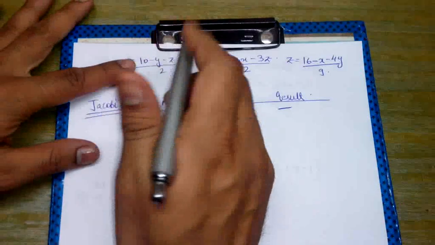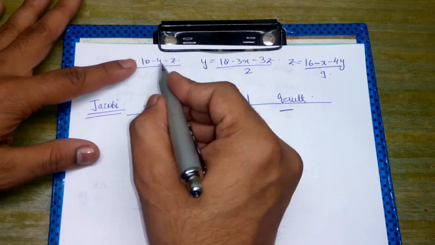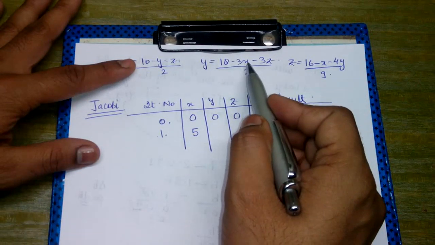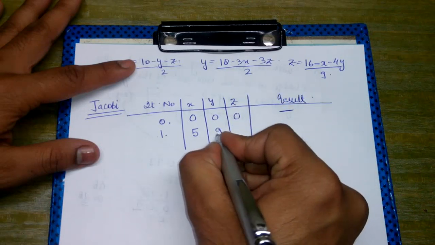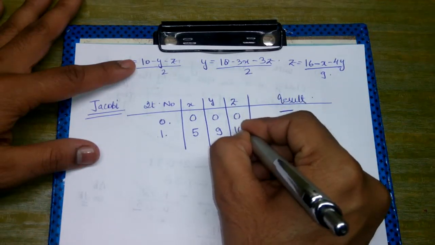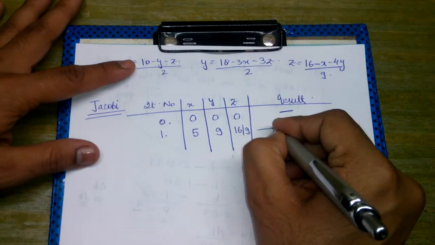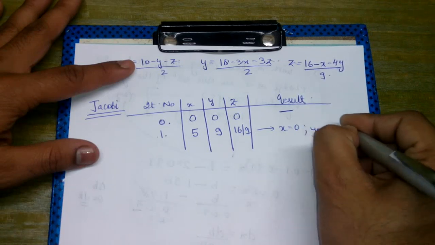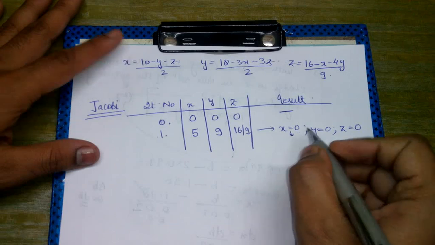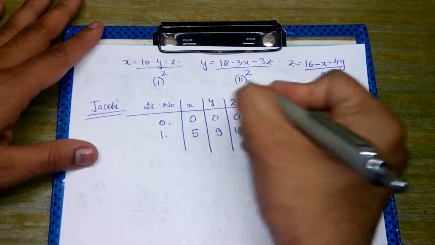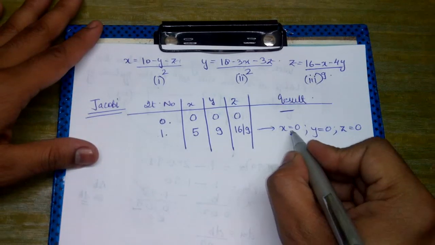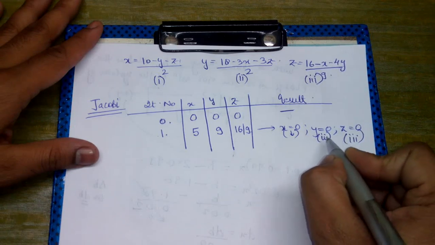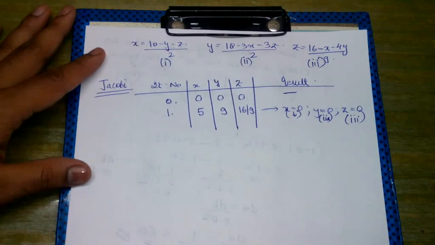In this equation we will put y equal to 0 and z equal to 0. So with y and z both equal to 0, the x value would be 5. And in this equation, we kept x equal to 0, z equal to 0, so the answer is y is 9. And similarly for z, we have 16 by 9. How have we obtained this? We obtained it by putting x equal to 0, y equal to 0, z equal to 0. This was equation number 1, this has been put in equation number 2 and this in equation number 3. Okay, so this is what we have done.